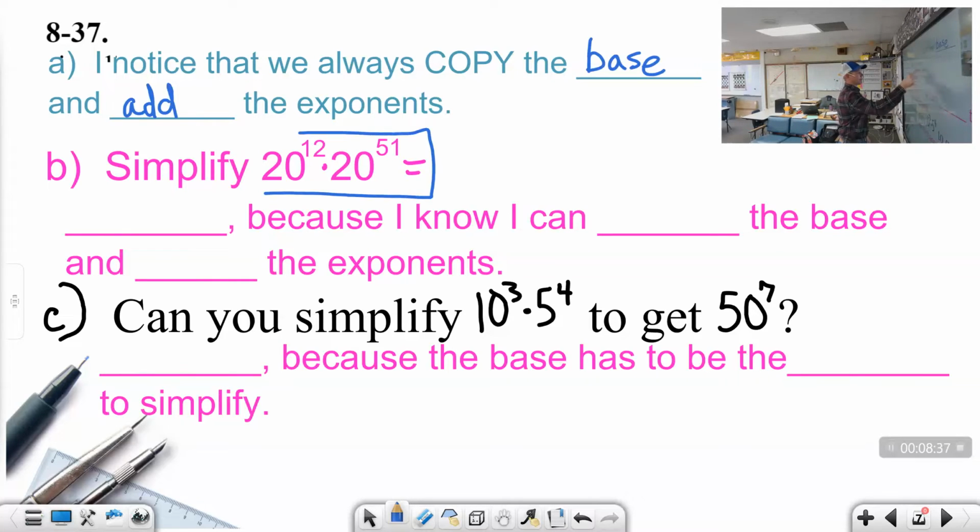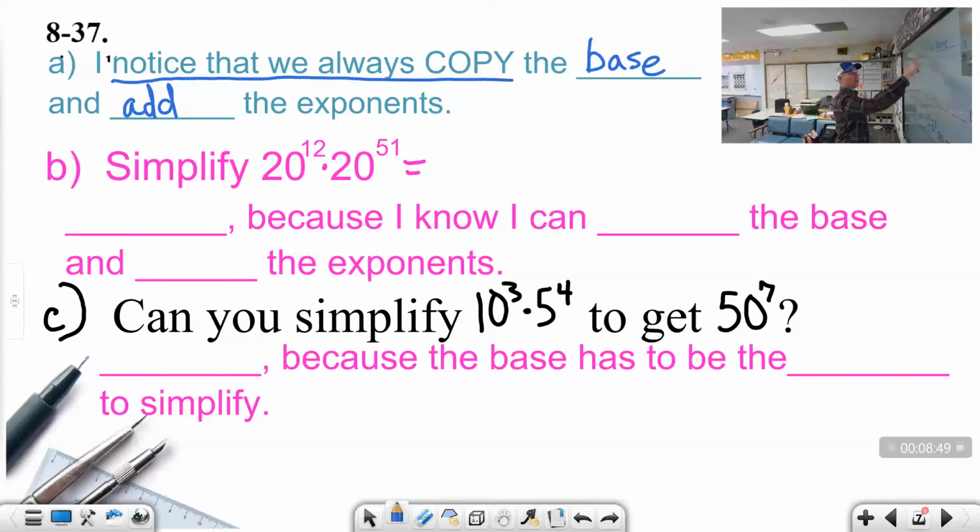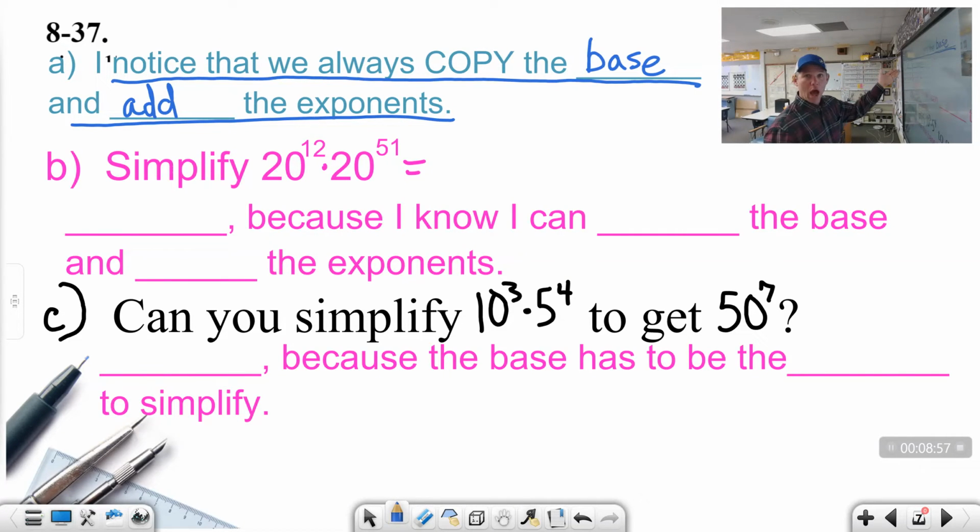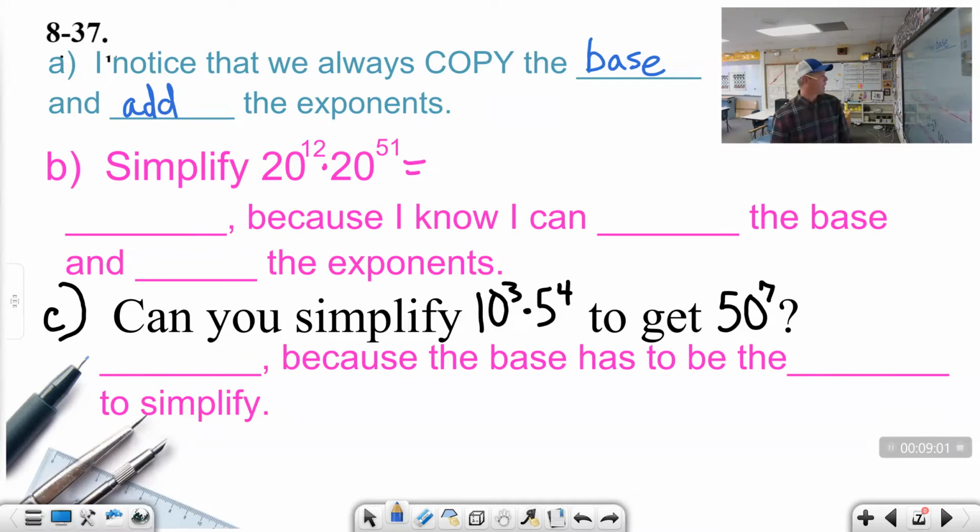Simplify this. Well, do you want to write that number 20 that many times? That would be insane. So what do we do? Well, I notice that we always copy the base and add the exponents. Do it. Pause the video and do it.